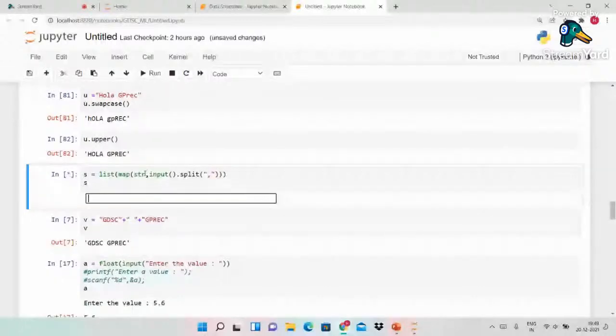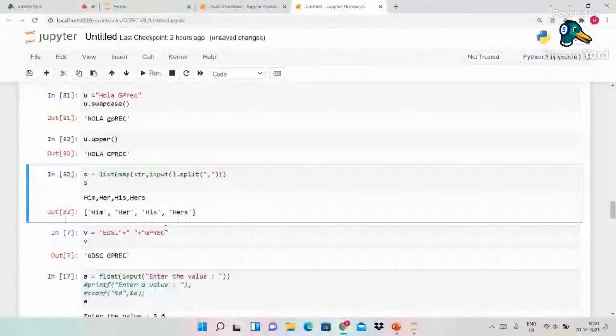If I say him, her, his, hers. So now you'll understand. If it's a comma, the string before the comma is one string. After it, it's another string, until a comma is encountered. Basically, between two commas, everything that is there in between is a string. You just take it as an item.